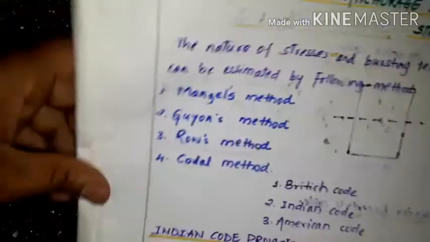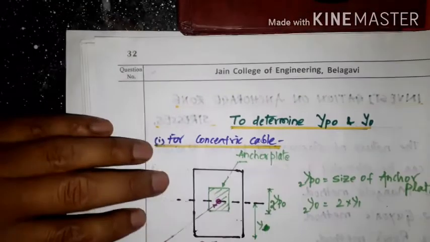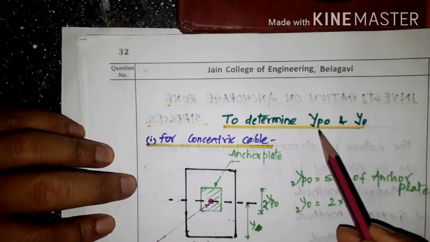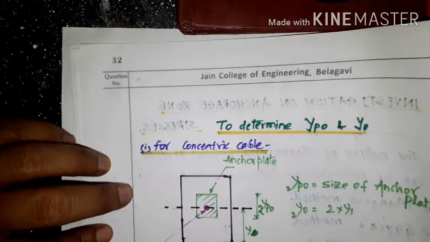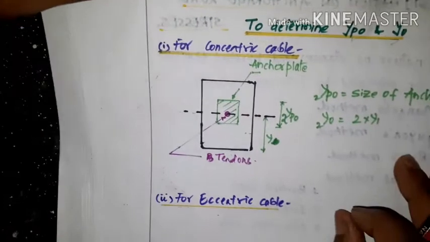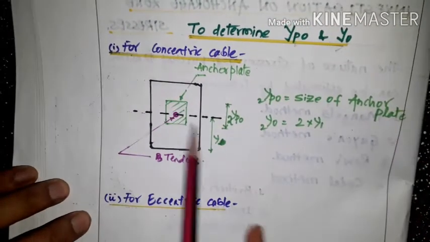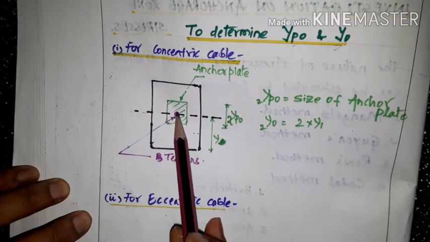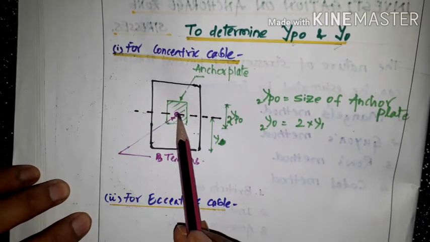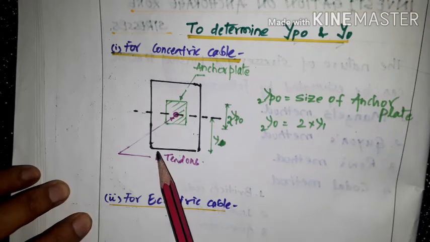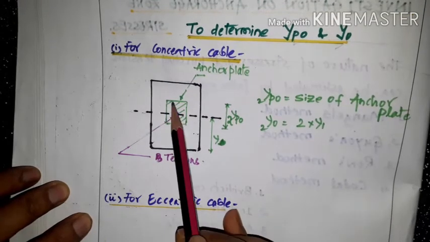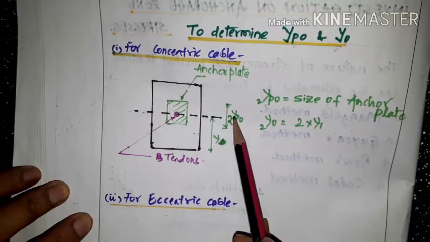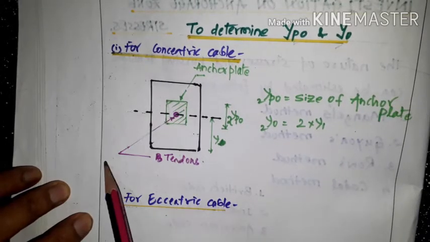Then one more important thing is to determine Y_po and Y_o. Y_po and Y_o, that is very important. It is based on the location of the cable. For a concentric cable, suppose the cable is concentric, passing through the centroid of the section, in that case you take Y_po as the size of the anchor plate directly. The Y_po is the size of the anchor plate, which will be given in the problem.